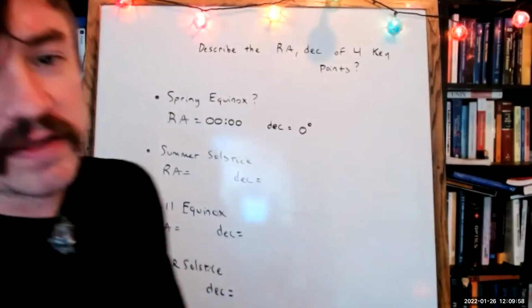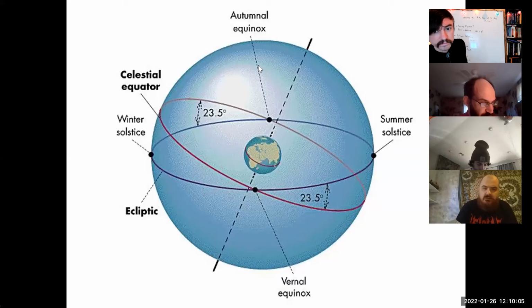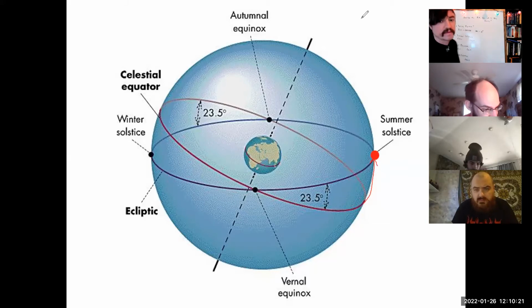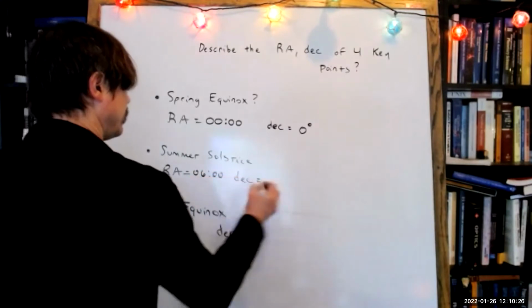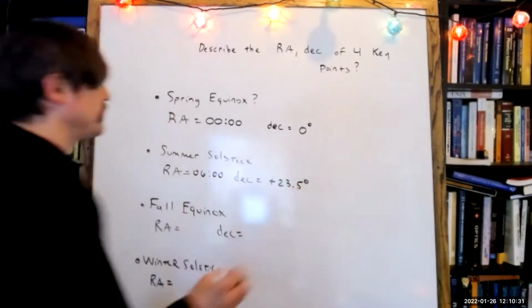Okay, how about the summer solstice? 6 hours. Yep, you're a quarter turn, so you're 6 hours. How about your declination? 23.5 degrees. Yep, that's how many degrees above the celestial equator it is. We say positive, so 6 hours and positive 23.5 degrees.